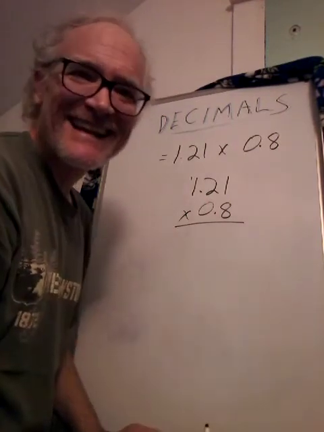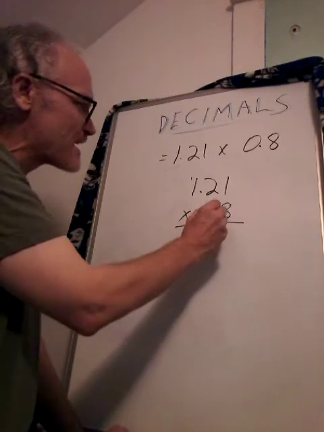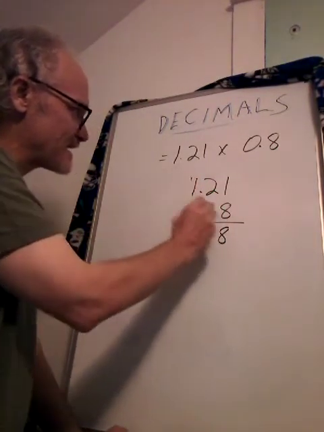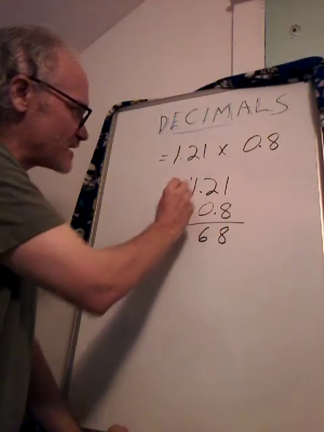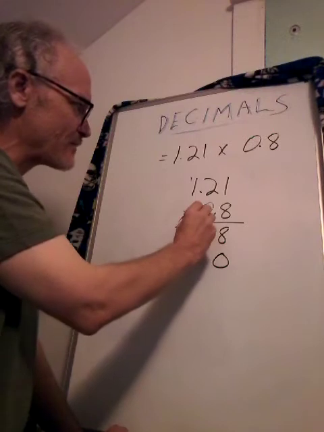Let that be a lesson. Always look to make sure you're doing the right problem. Okay, here we go. 8 times 1 is 8. 8 times 2, 16. 8 times 1 is 8, plus 1 more is 9. There we go. Now I move on.